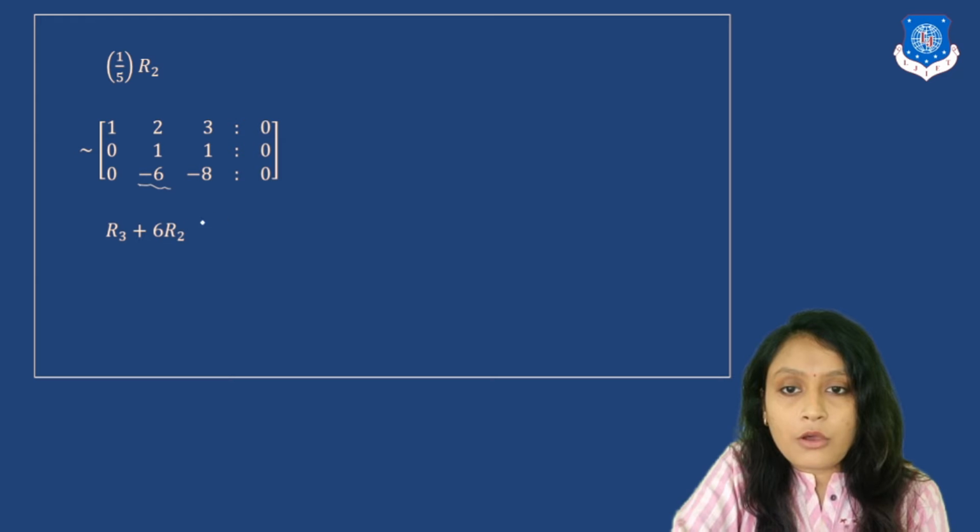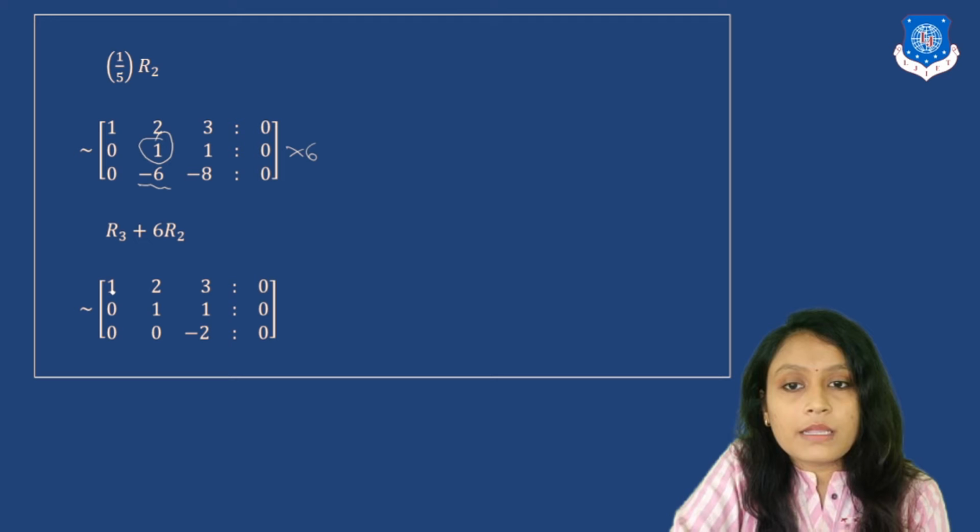Okay, so we will write the operation R3. Now the leading one is in this position, so we will write R3 plus 6R2. So we will multiply by 6 over here and then add to the third row. So the first two rows will remain as they are, and here we have 0, then 6 minus 6, so you will get 0, then again 6 minus 8, so you will get minus 2, and again 0. Clear?